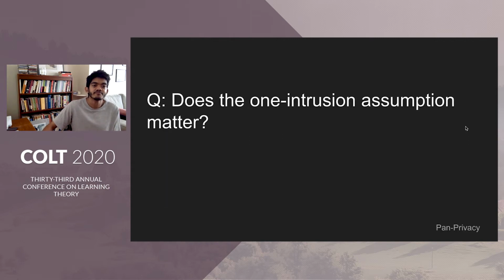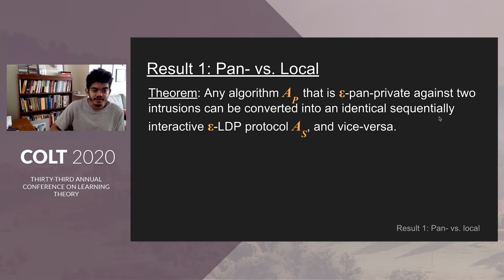So the first question we can ask is, okay, we have this one intrusion assumption in the definition. How necessary is this assumption? The first result we show is that this assumption is necessary. Specifically, any epsilon pan-private algorithm against multiple intrusions can be converted into an identical, sequentially interactive epsilon locally private protocol.